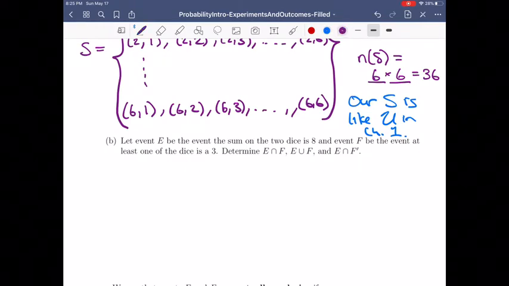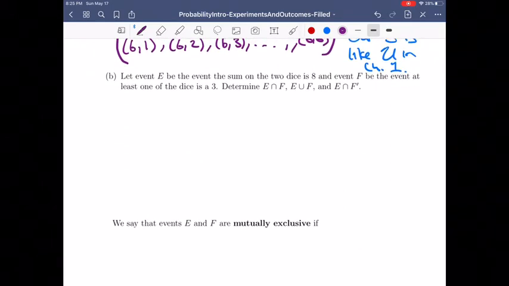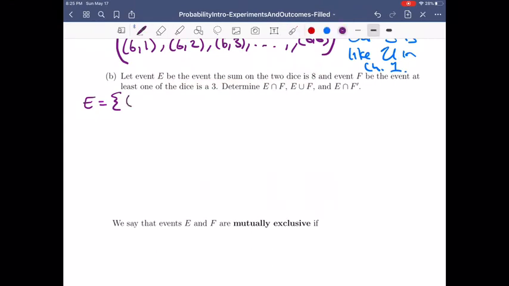We call it sample space when we're talking about probabilities. So if those are our 2 events, we can write what is in E intersect F and E union F. I'm going to start by writing what is in E though. E is the event that the sum on the two dice is 8. So I want all the ways I could sum to 8, and they're ordered pairs.